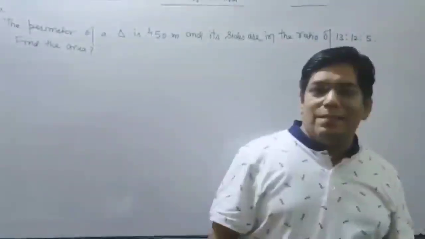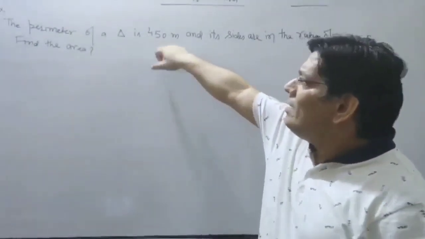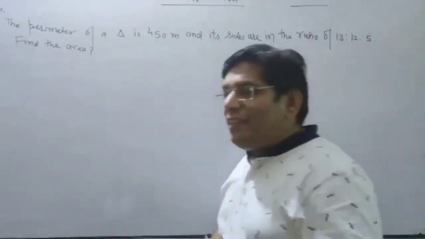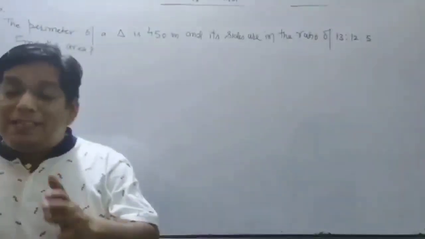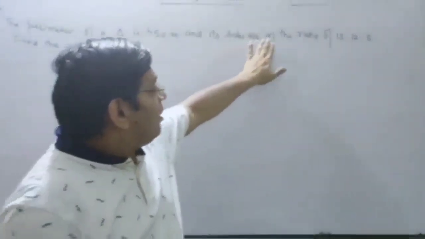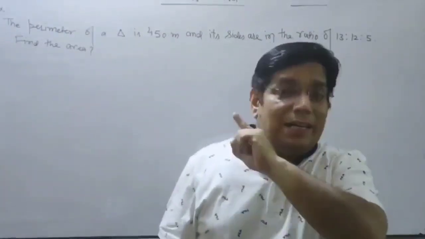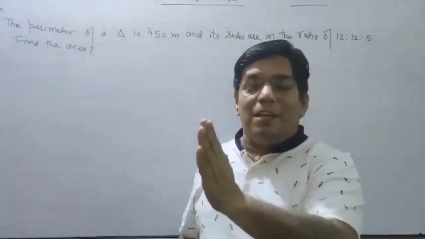Now the last pattern of this exercise: in this question it is clearly mentioned that the perimeter of the triangle is 450 meter and the remaining sides are not given. Apart from that, the ratio of these sides is given. In this sense, you have the ratio of sides, not the sides.